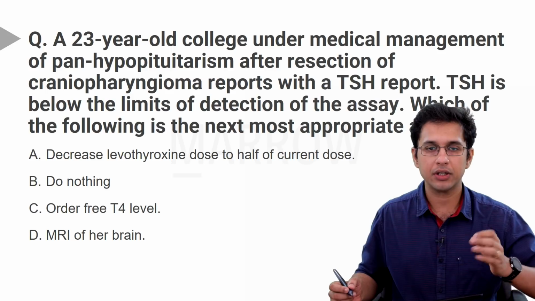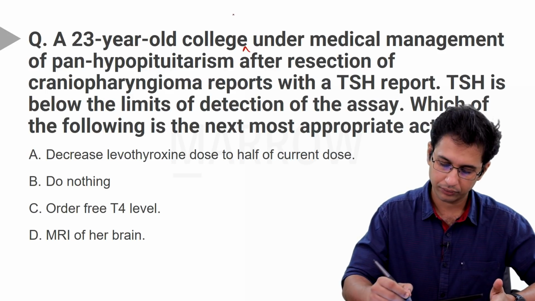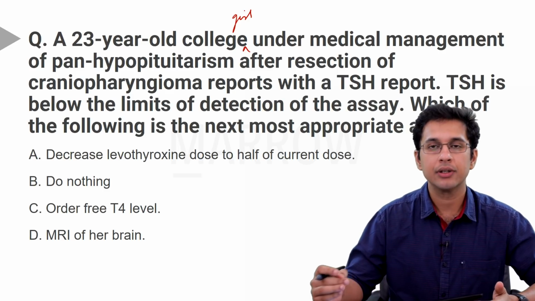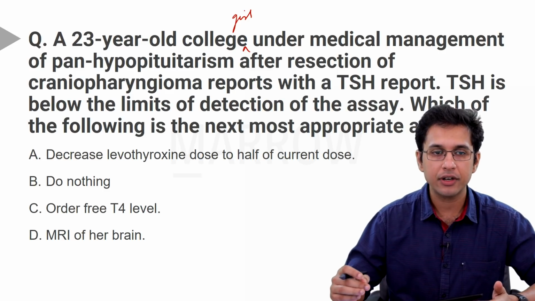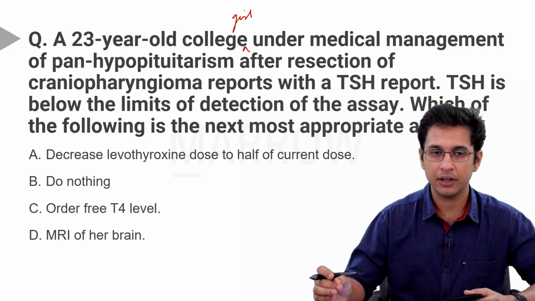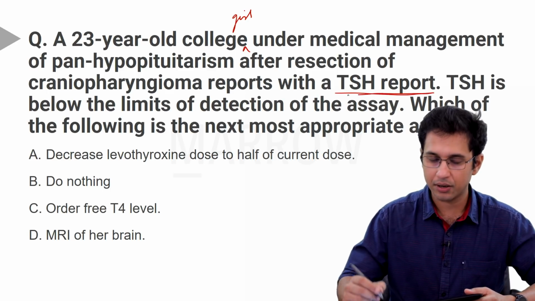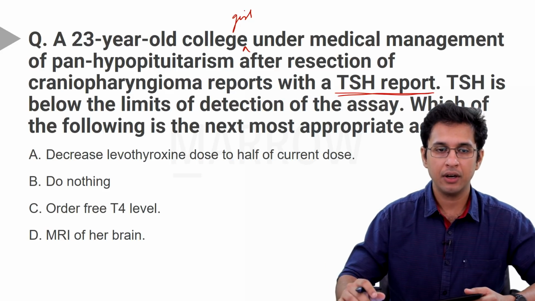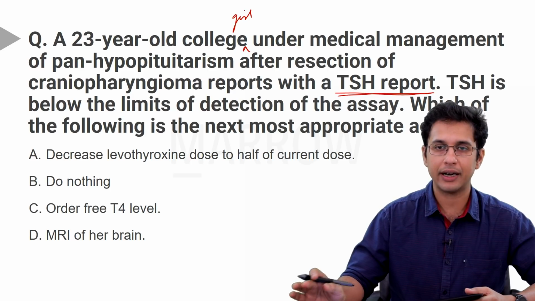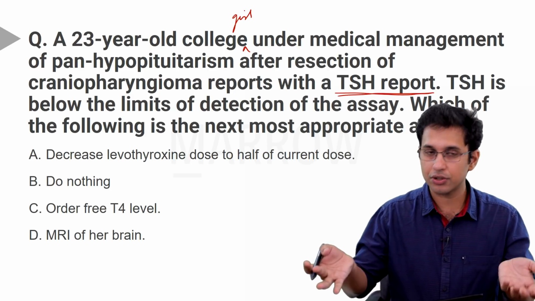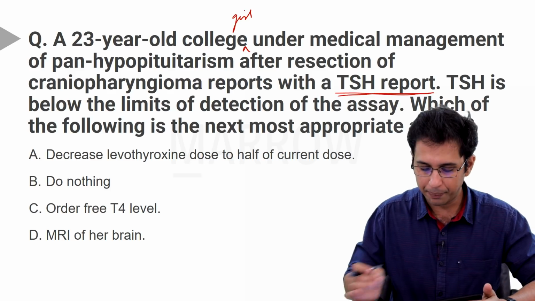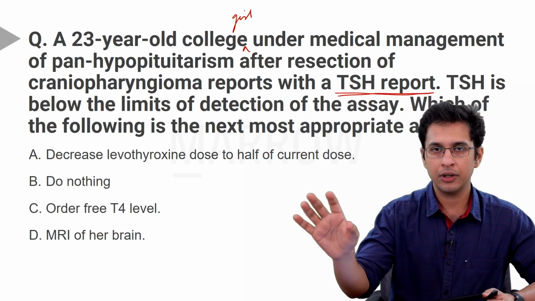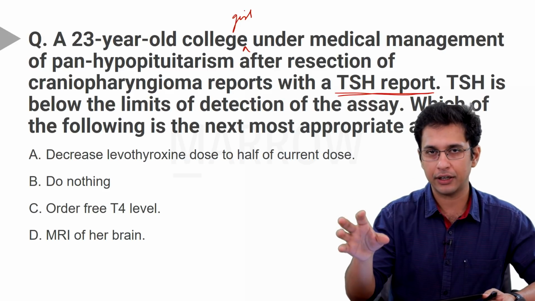A 23-year-old college girl under medical management for panhypopituitarism after craniopharyngioma resection. She came with a TSH report. The TSH is below limits of detection of the assay. Which of the following is the next most appropriate action? One of the simplest questions you can get made complicated, right? The patient had what? Panhypopituitarism. That means the pituitary is gone. There is nothing which is producing pituitary hormones. Fine. You are giving T4.